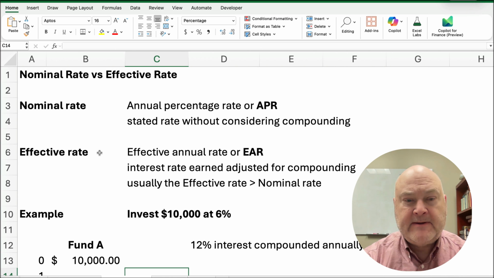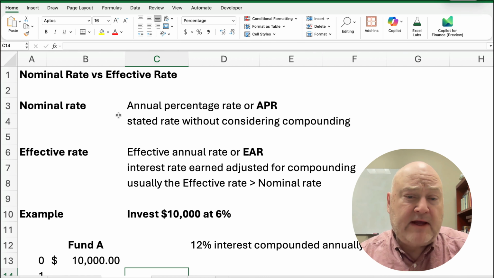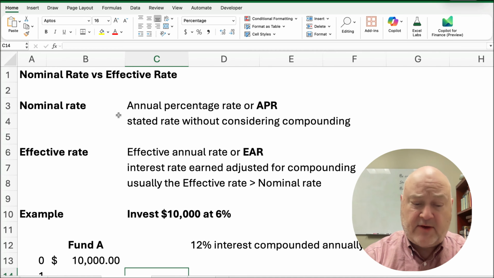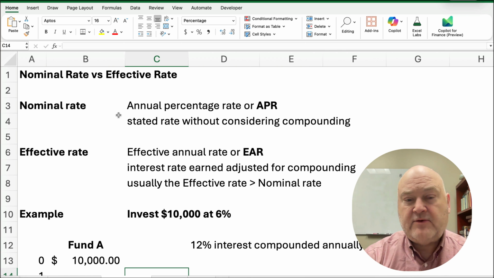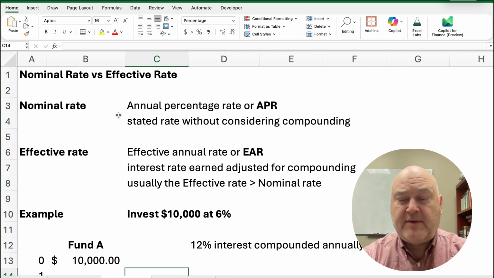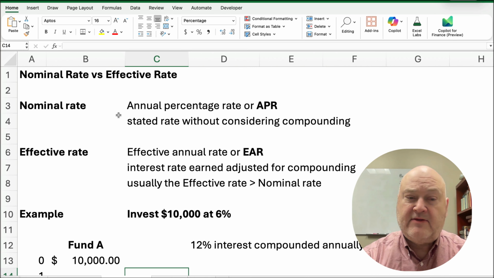So let's get started. Let's say we have a nominal rate: $10,000 at 6%, but then it might be compounded annually or monthly. Well, if that's true, then the effective rate is going to be different. The nominal rate is just the stated rate without considering compounding. We have to say, by the way, it's compounded however many times. And the effective rate accounts for the compounding, so with more compounding, that number will be larger than the nominal rate.